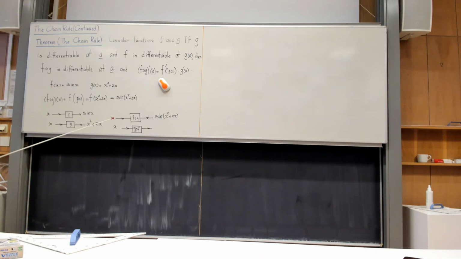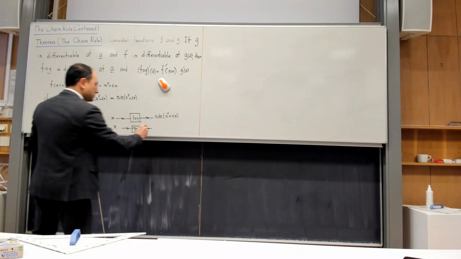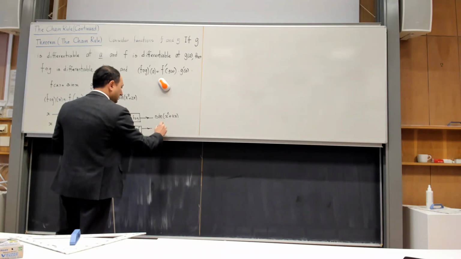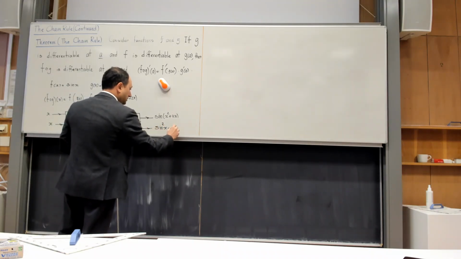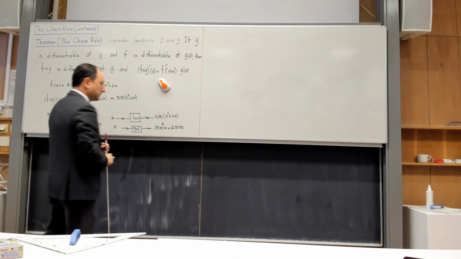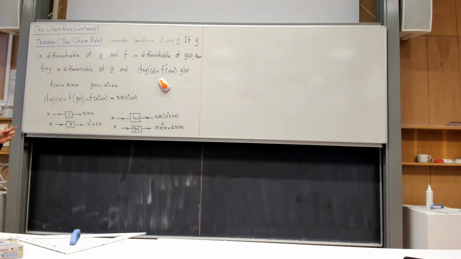So here, F is acting first. So I put X into machine F. It gives me sine of X as the output. Now G is going to apply on the output coming out from F. Yes? So sine squared x plus 2 sine x. Exactly. So it becomes sine squared x plus 2 sine x. Is that understandable? Yes or no?